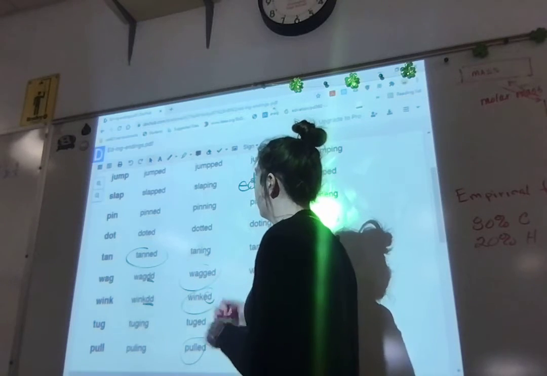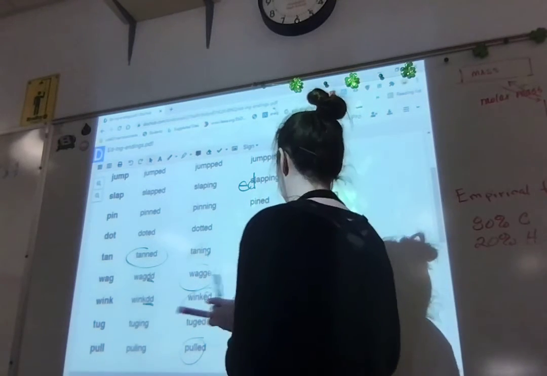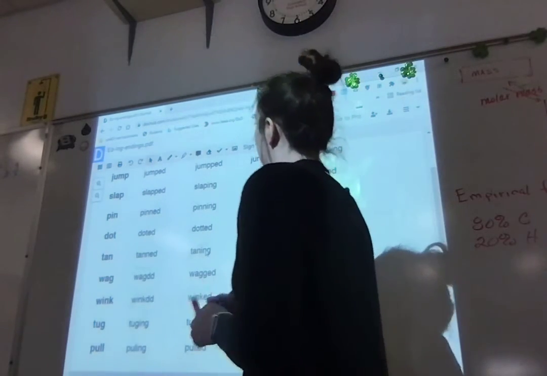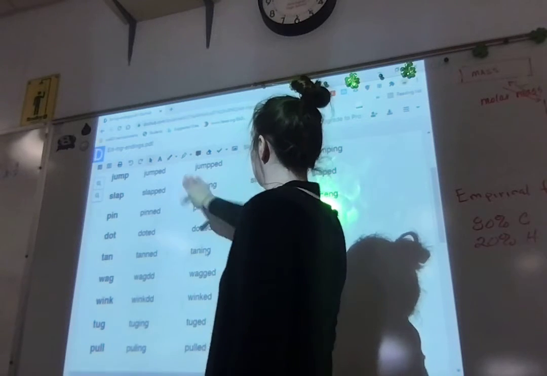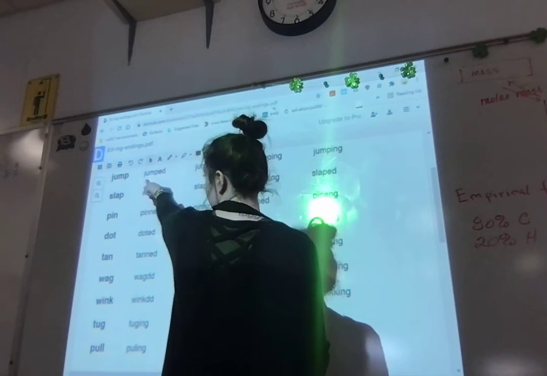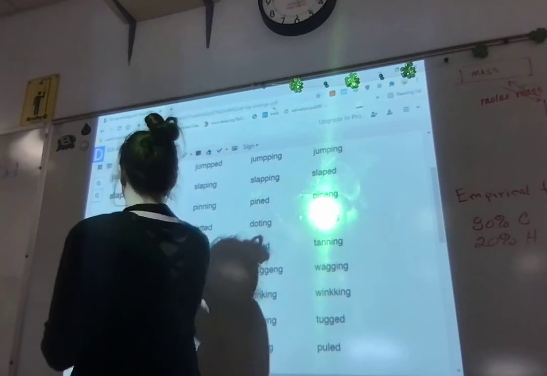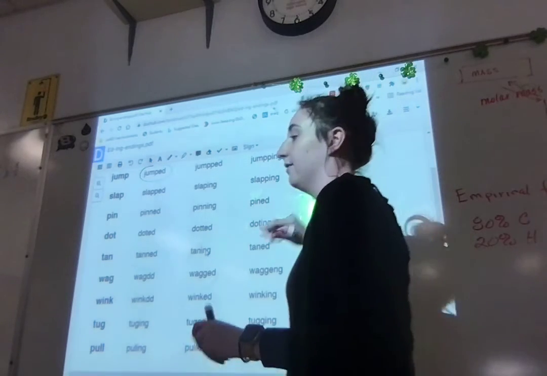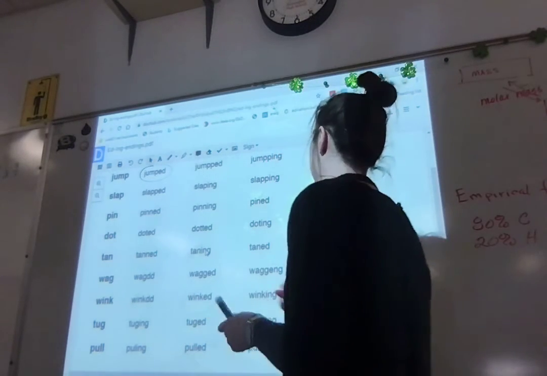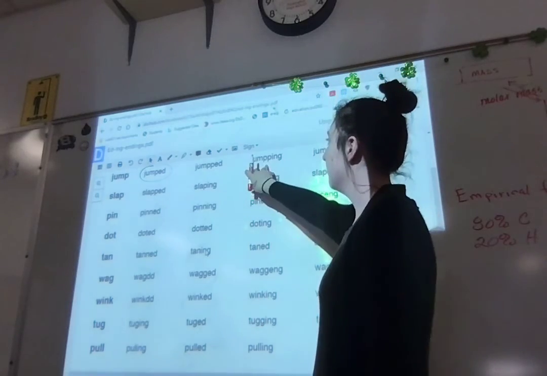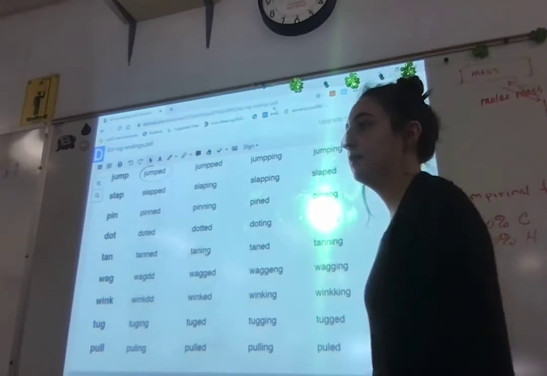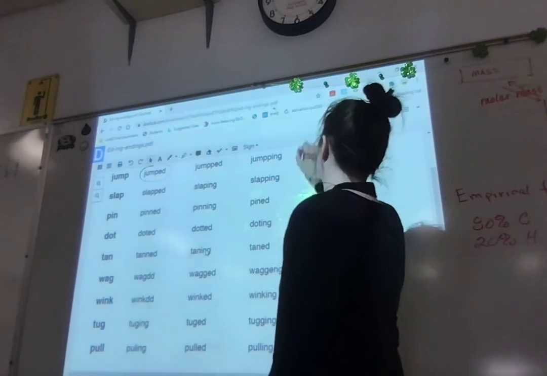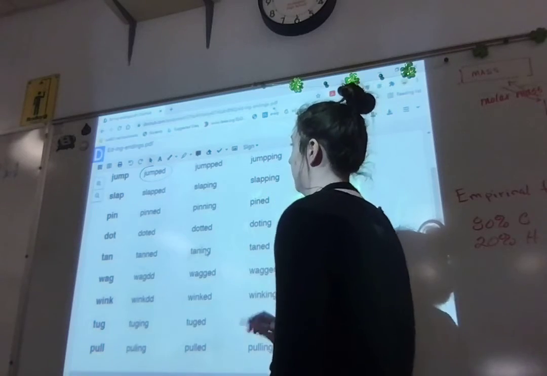So now, let's start up from jump, and we're doing our ing ending now, okay? So, we're looking for our ing ending. So, we decided that this was correctly our ed ending, right? So, for jump, if we had our ing ending, what word would we have? Jumping. So tell me, is it column 3 that's spelled right, or is it column 4 that's spelled right? 4. We don't need two P's here, do we?